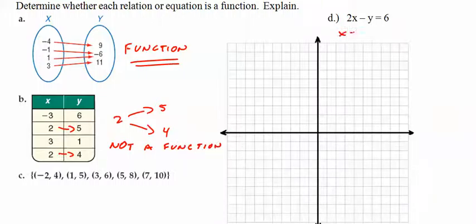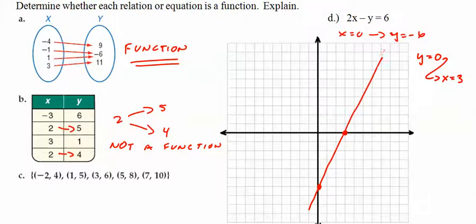2x minus y, 1x equals 0, y equals -6. When y equals 0, x equals 3. The other way to tell a function is you drop all these vertical lines. It is called the vertical line test. Vertical line test means if I only hit once, it's a function. If I hit it twice, it's not a function.